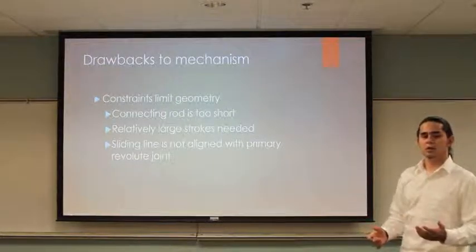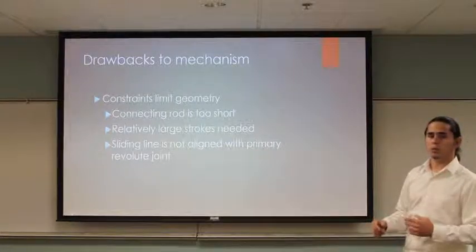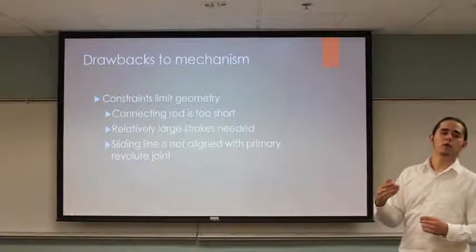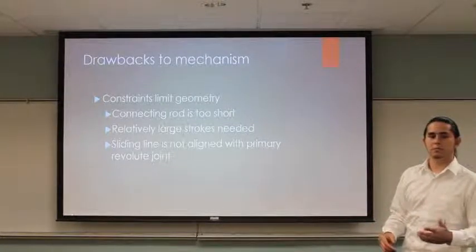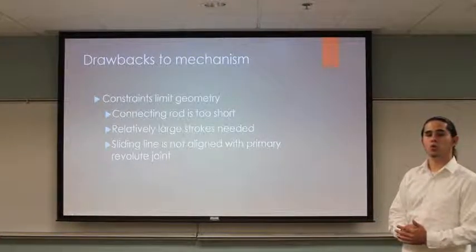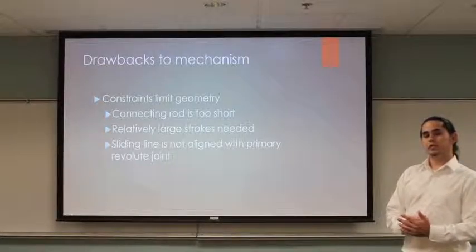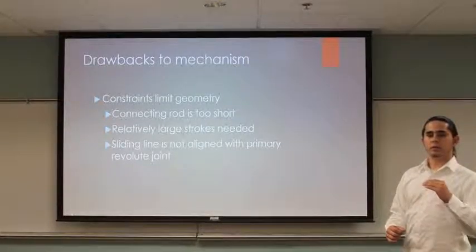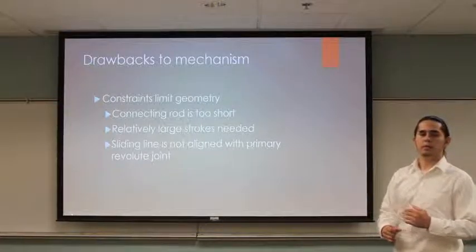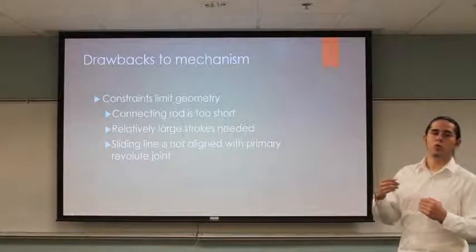Because of the constraints in our mechanism, the connecting rod is too short when compared to the crankshaft. This results in unnecessarily large strokes when powering the mechanism, which is hard to achieve with the low amount of heat that normal Stirling engines run on. The sliding line is also not perfectly aligned with the primary revolute joint, not allowing the mechanism to obtain energy from the first stroke and the absorption stroke when the gas cools.